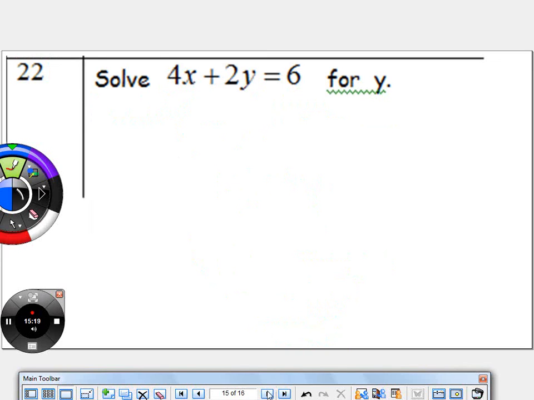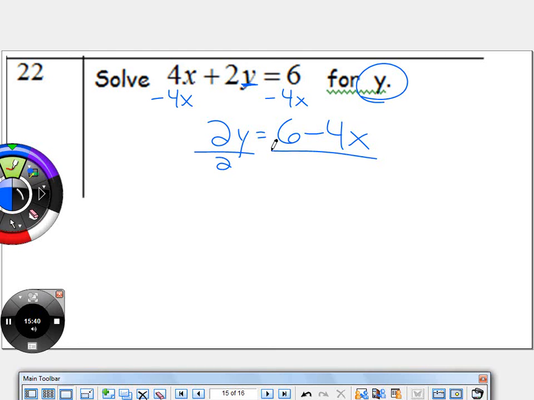22, we want to solve for y. That's the goal. So we're looking at this. We want to get rid of everything else. So let's get rid of the 4x by subtracting it. So we have 2y equals 6 minus 4x. You can't combine those. They're not the same. One has a number, one has a letter. Then the last step is to divide by 2.